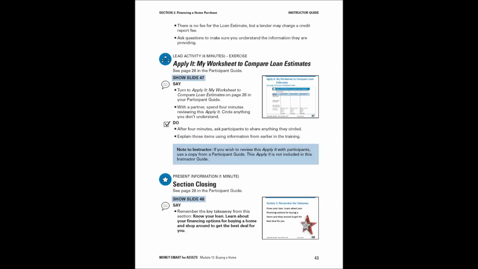The apply activity for this is my worksheet to compare loan estimates. So as participants are gathering actual loan estimates from lenders that they're choosing to work with or considering to work with, then they can actually write out on this comparison sheet so that they can see exactly what each is doing. And this is a very, very awesome tool because they are able to look at this and analyze it and then make a decision. And so now as we move towards our section closing, again, we are reiterating the key takeaway once again.